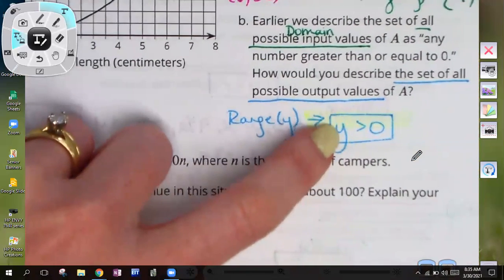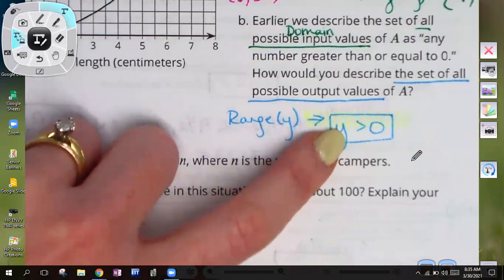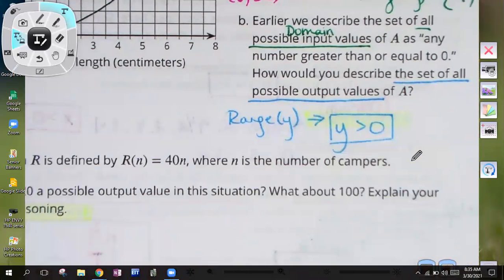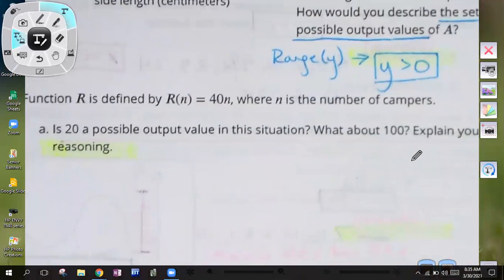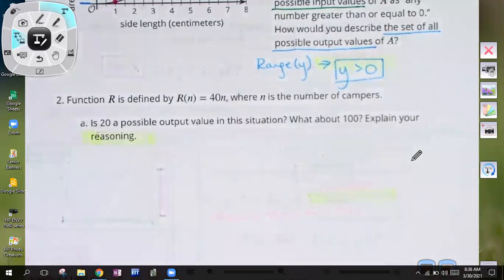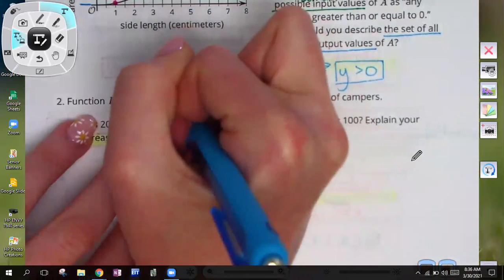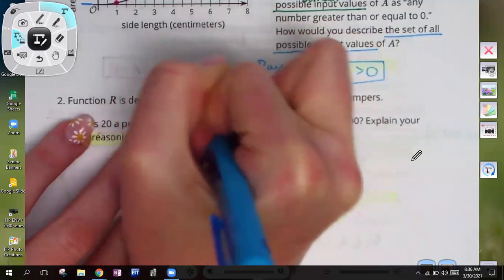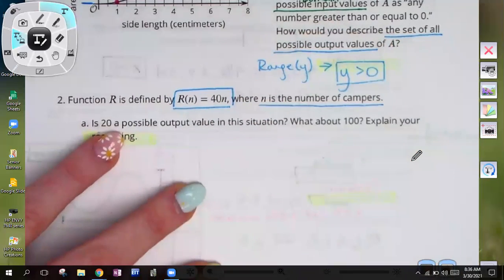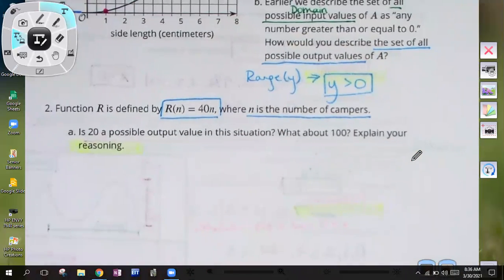Okay, so all of our Y values, any of our output values, can just be any number that's greater than 0. All right, now, number 2. Number 2 has 3 parts, but they're quick, and then we'll take a break. It says function R, remember this is the tennis camp. It's defined by this function, R(n) equals 40n, where n is the number of campers.